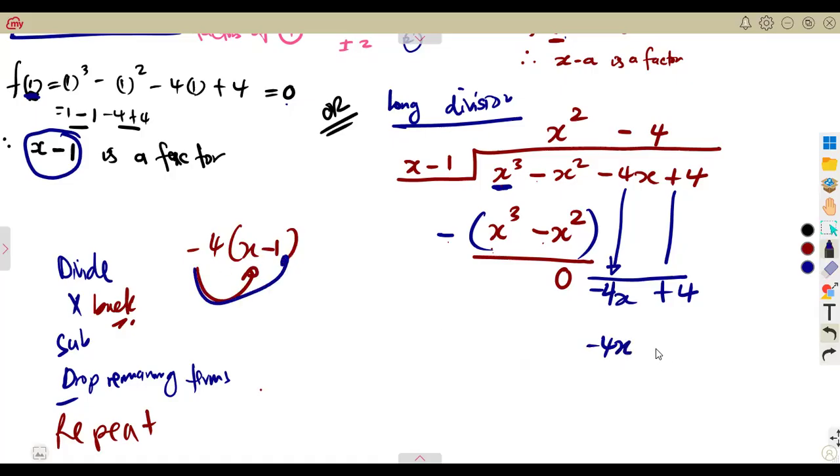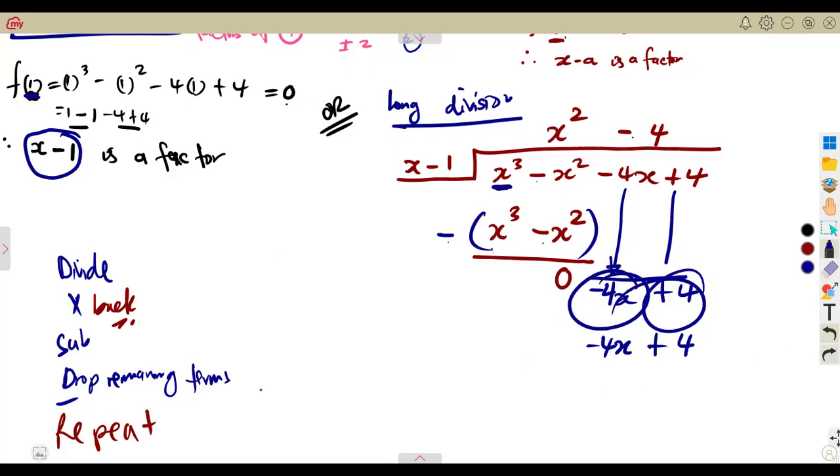-4, and -1. That's a +4. So you're multiplying back the -4 to x, minus 4x, -4 to 1 to -1. That's a +4. Guys, these two terms are the same. Whatever we are seeing on top and whatever we are seeing here is the same. So by subtracting, that's a 0.